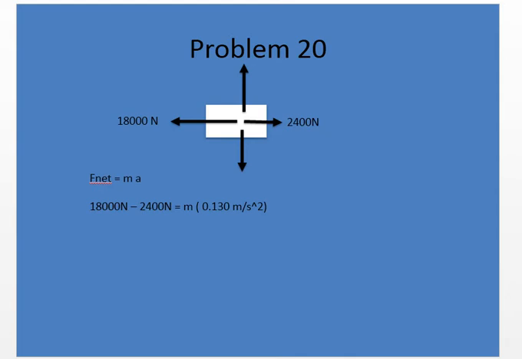Now I drew my diagram here. I've got my weight vector and my normal force vector. I would label those if I was going to turn these in. They're equal and opposite to each other, so they're balancing. I don't have to worry about this thing moving up or down. I've got 18,000 minus 2,400 newtons. I'm going to say that in this diagram, the left is positive and the right is negative, just to make it so I don't have weird numbers. And I've got 18,000 minus 2,400 equals, that's my net force, equals my mass times my acceleration, which is 0.130. And now I just solve for mass.